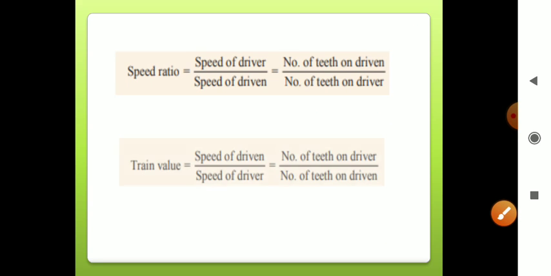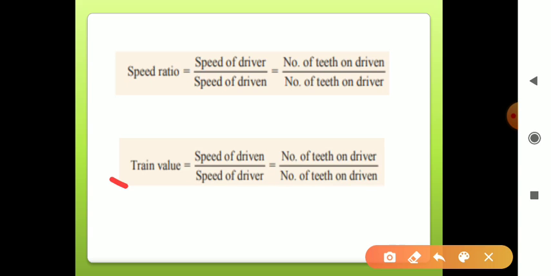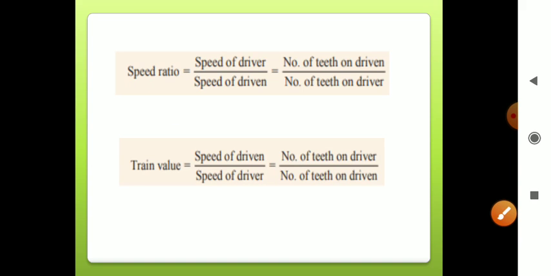Similarly, we can say the train value is exactly the reciprocal of the speed ratio. The train value is equal to the speed of the driven divided by the speed of the driver, which is equal to the number of teeth on the driver divided by the number of teeth on the driven. This train value is exactly the reciprocal of the speed ratio.